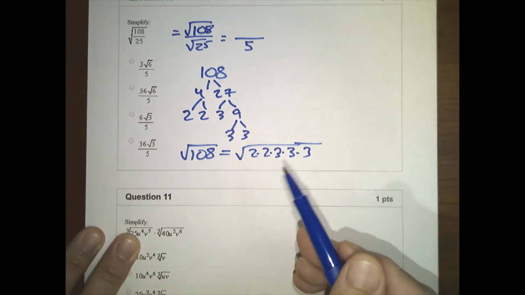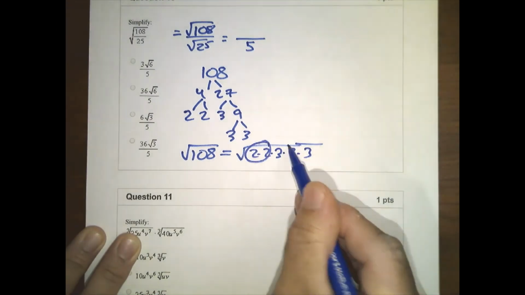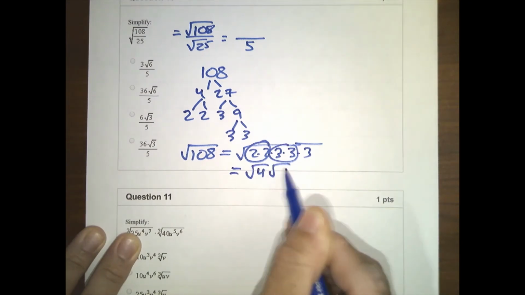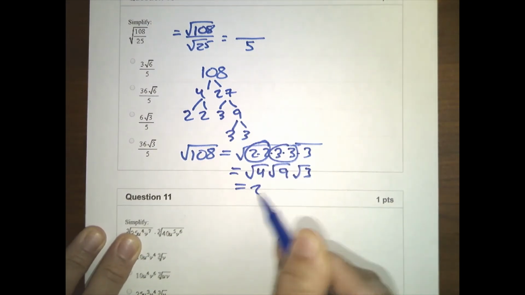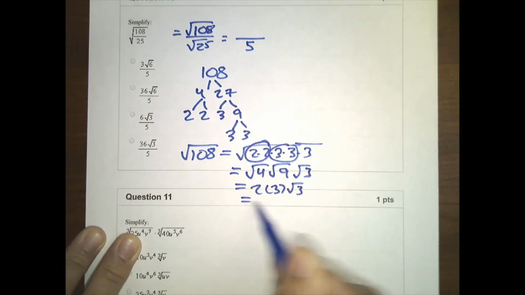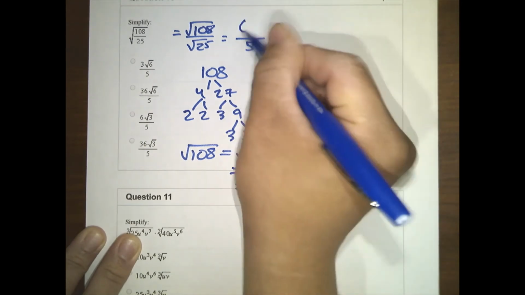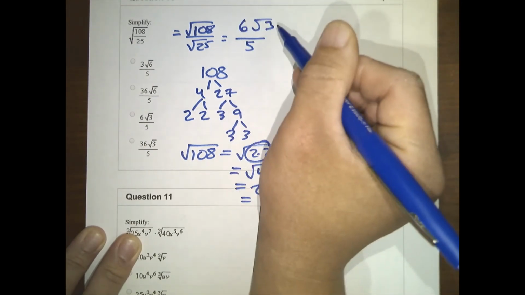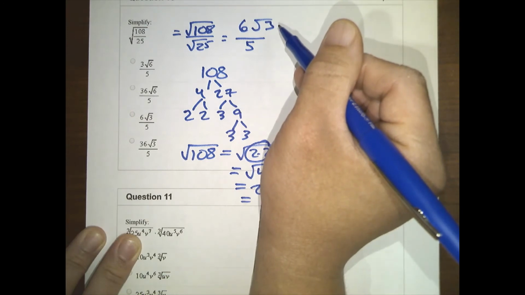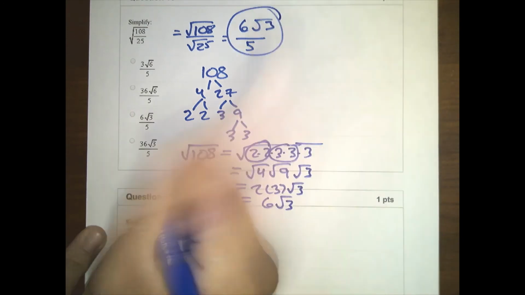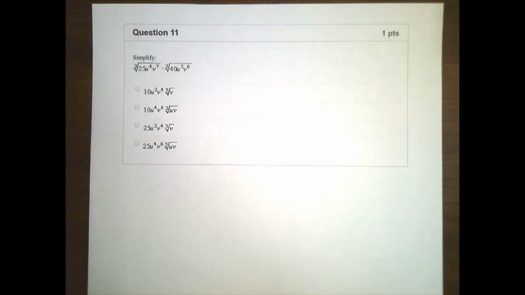We have the square root of 4 times the square root of 9 times the square root of 3, or 2 times 3 times the square root of 3, and 2 times 3 is 6, so 6 square root of 3. So we have then 6 square root of 3 over 5, and there's our answer right there. All right, so now let's move on to the cube roots.